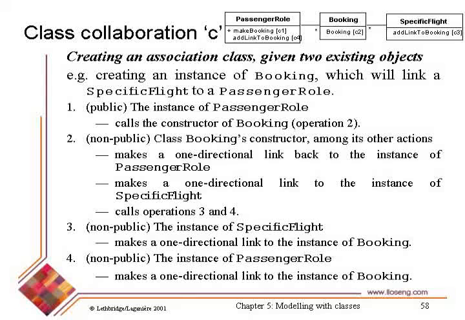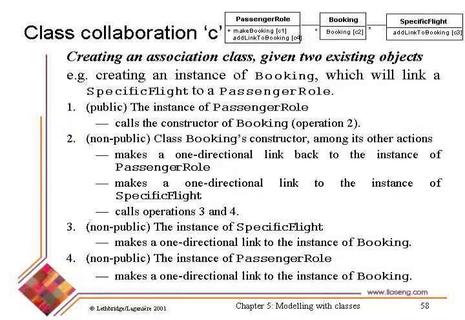Class collaboration C, our old standby: the booking, passenger role, and specific flight. Okay, we've seen this before, these three classes, our booking association class. This is the pattern for where we create an instance of an association class, booking, given two existing objects. This is an operation, and the public operation is makeBooking. See the plus sign there? That's the public operation.